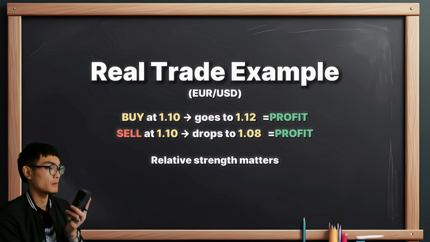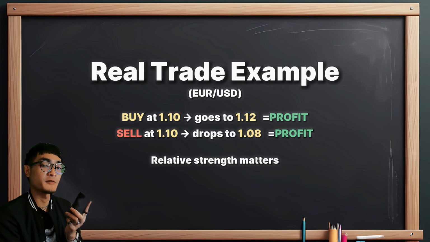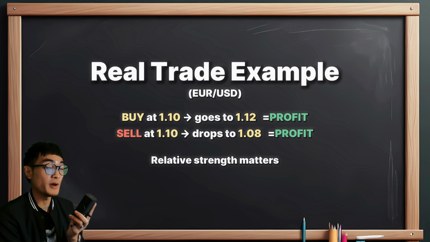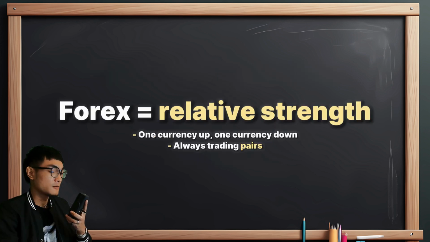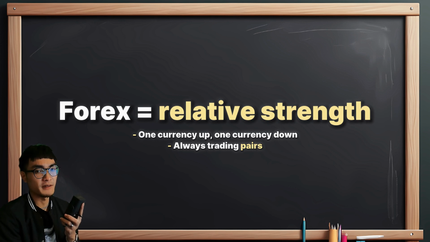On the other hand, if the US economy is stronger, maybe interest rates are higher or investors prefer holding dollars, then the USD strengthens and the Euro USD currency pair drops. If it moves from 1.10 to 1.08 and you had sold, that's where your profit comes from. Forex is not about guessing direction. It's about understanding relative strength. One currency getting stronger and another getting weaker at the same time.